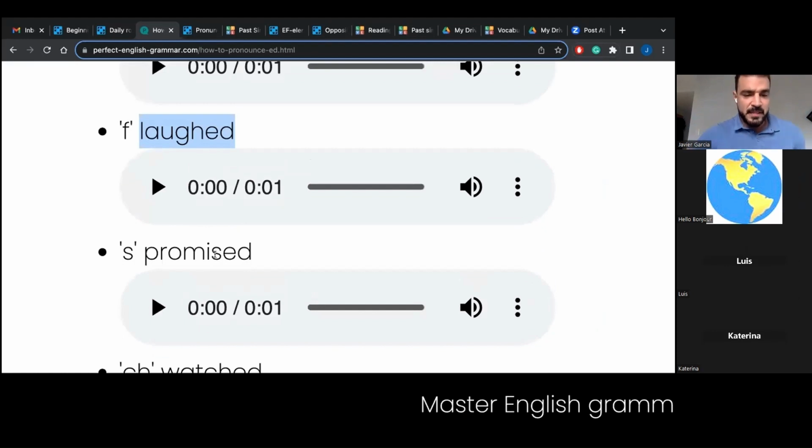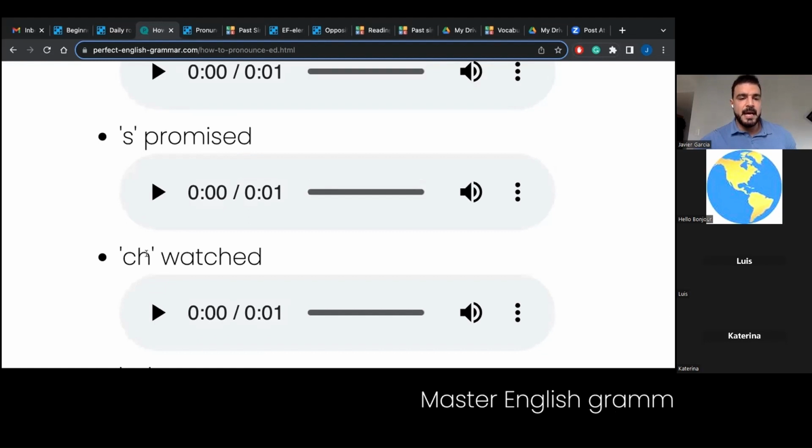So now here, what do we have? The end of the sound, and the end letter before the ED is the S. Promise. Right? So now let's put the past tense into it. Promised. Very good. Now we have the CH sound. How does the CH sound? Like this. Let's try this sound first.